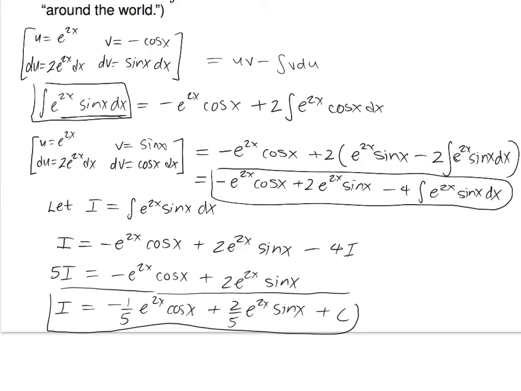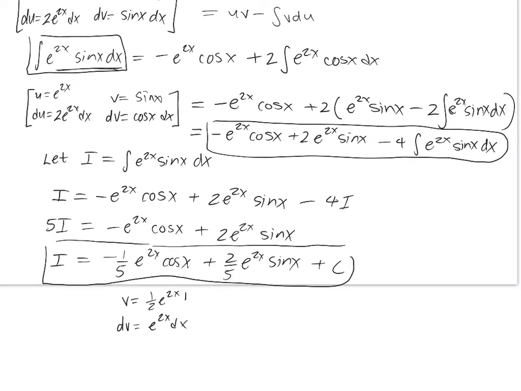It would have been slightly harder to flip the u and dv. So let's just briefly discuss why. If I'd let dv equal e to the 2x dx, my v would have been a half e to the 2x, and you would have had to work with fractions.